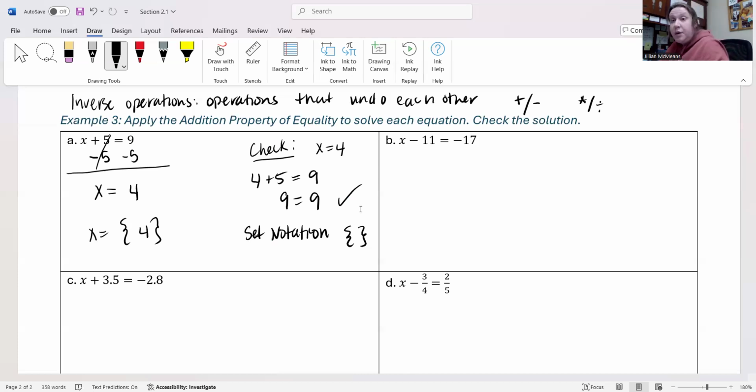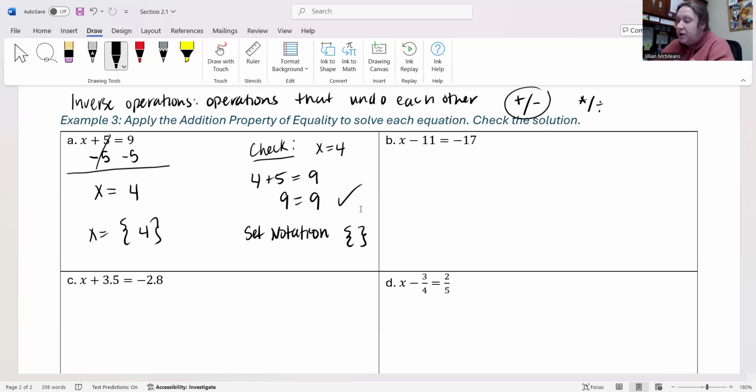Okay, let's look at part B. So in this case, we have x minus 11 equals negative 17. So our goal again is to isolate the x. How do I get my x alone? Well, I have to look to see what has been done to x. X has been subtracted by 11. Well, I want to undo that subtraction.